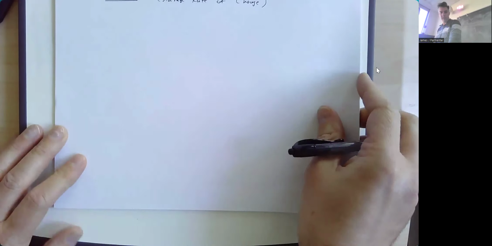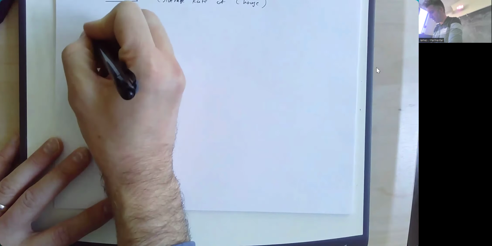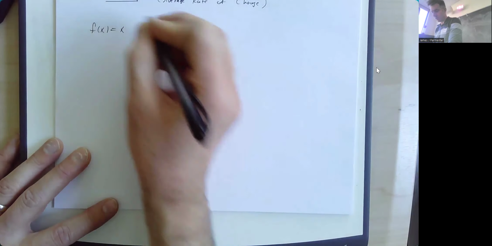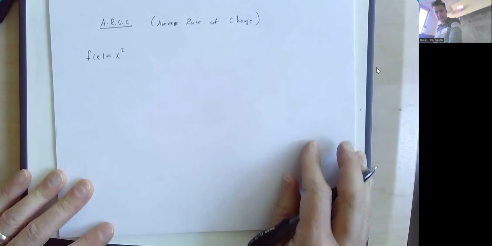So average rate of change. So let's say we're looking at the function f of x equal to x squared plus 6x.